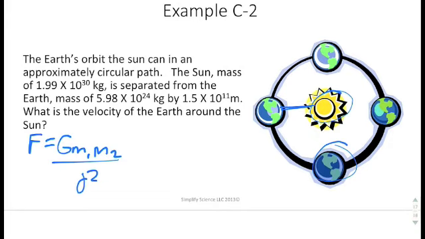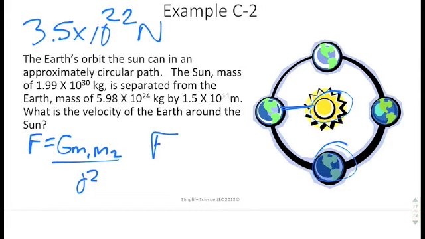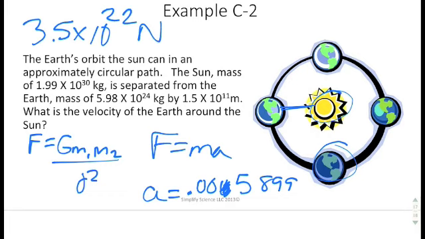When you plug your numbers into that one, you should get a force value of about 3.5 times 10 to the 22nd newtons. Then you'll take that force value and you'll plug it in with the mass of Earth and F equals ma to solve for the acceleration of Earth. When you do that, you should get a value of about 0.05899 meters per second squared.